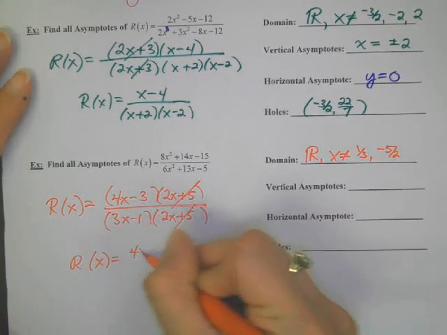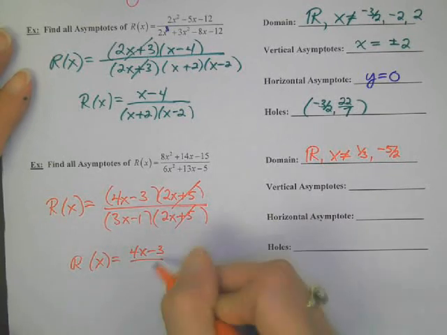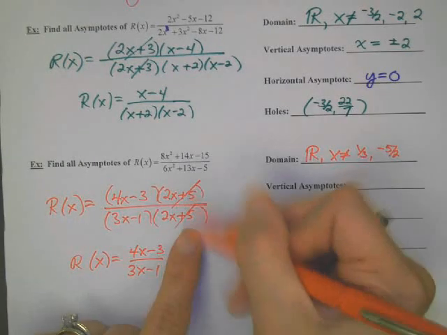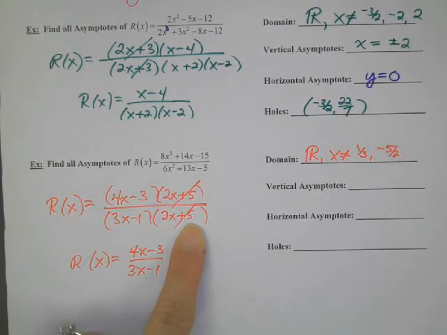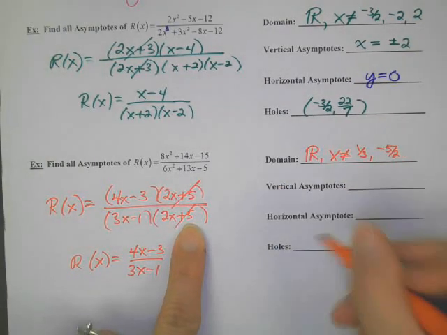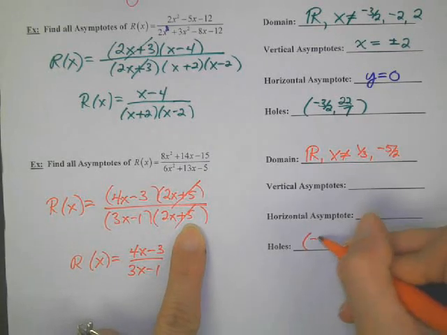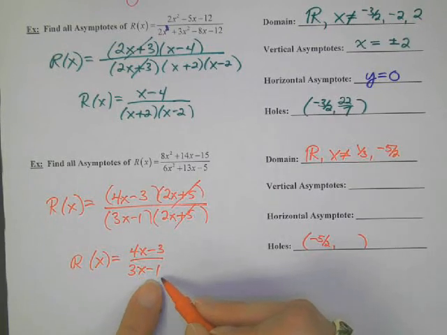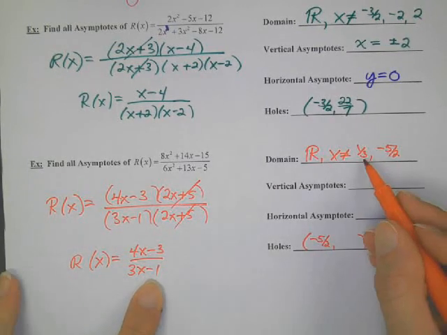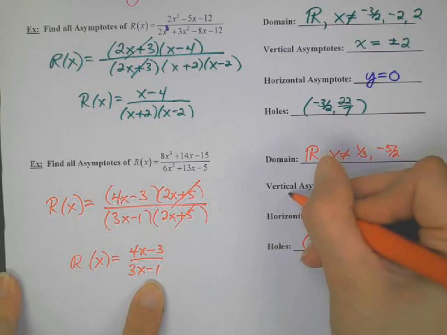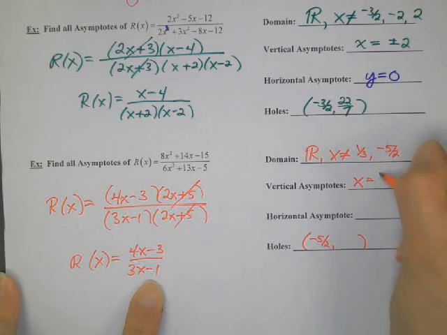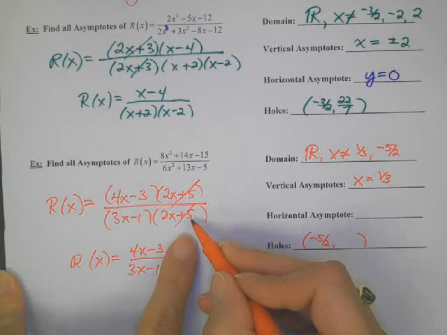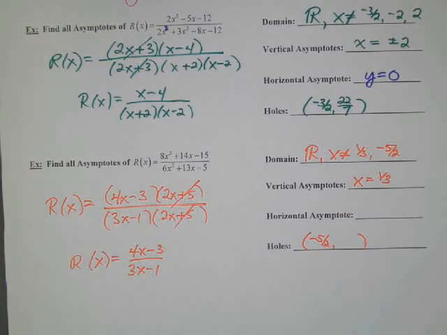R of x, the rational function, is 4x minus 3 over 3x minus 1. When you cancel out a factor, what does that make? It makes a hole in the graph. So our hole is at -5 halves comma something. And the one that's left, there's no graph at 1/3, why not? Oh, because that one's a vertical asymptote, the line x equals 1/3. One is a vertical asymptote, the other restriction becomes a hole.